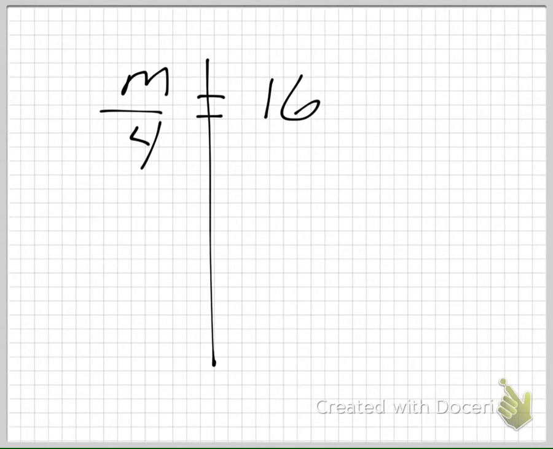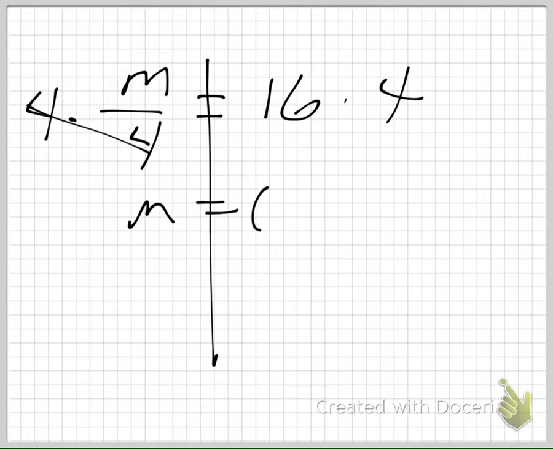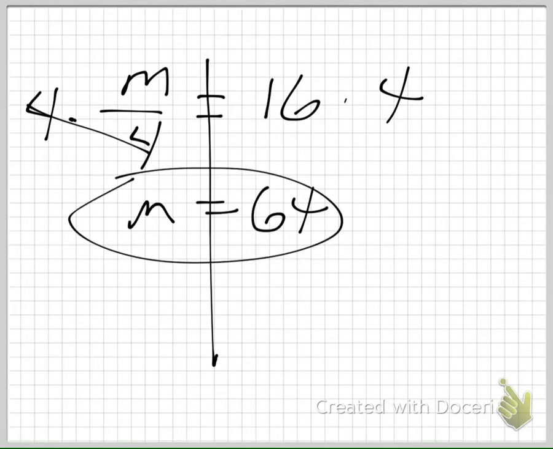Now, here's the deal. Here's the only tricky part. Well, let me show you a division one. What if I have m over 4 equals 16? Here we go. Line down the equal sign. Multiply by 4, multiply by 4. We've done this before. m equals 64. That should be nothing new to anyone.